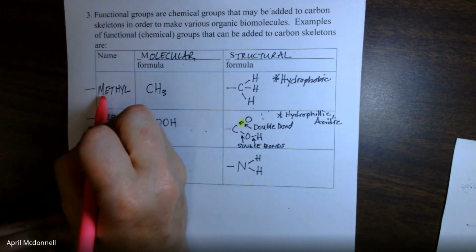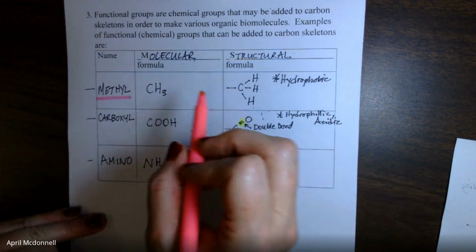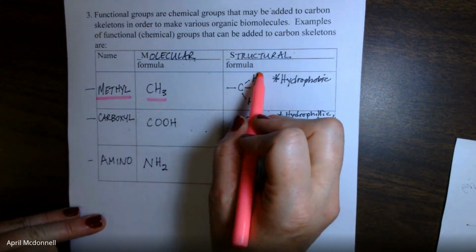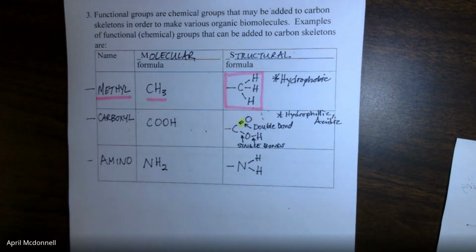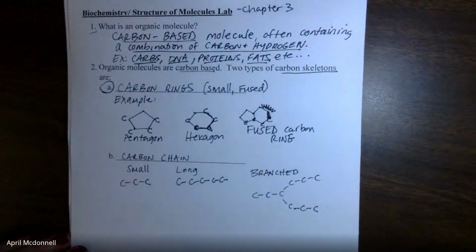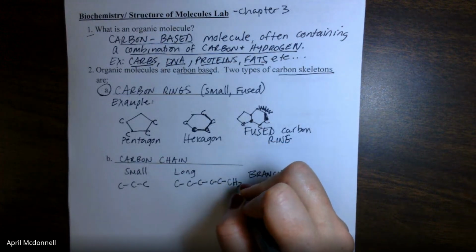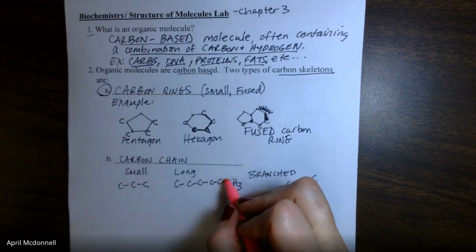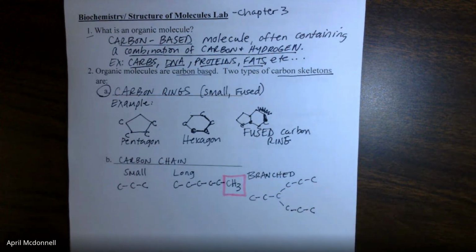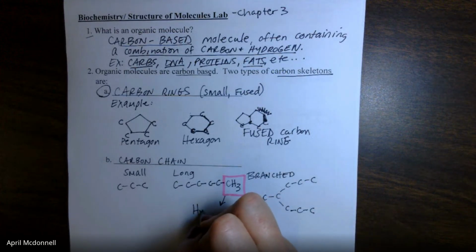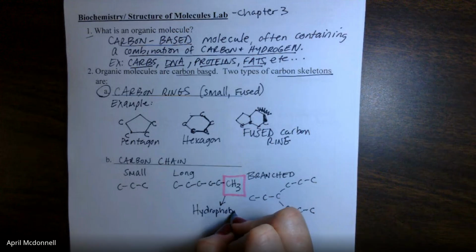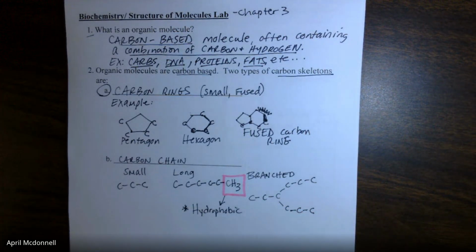Let's take our methyl group and attach it to a carbon skeleton on the last page that we worked on. So let's say we attach a methyl group at the end of our long chain, CH3. That is my methyl group. That means that at that portion of the chemical, the organic molecule is going to be hydrophobic, since that was one of the characteristics of the methyl group.